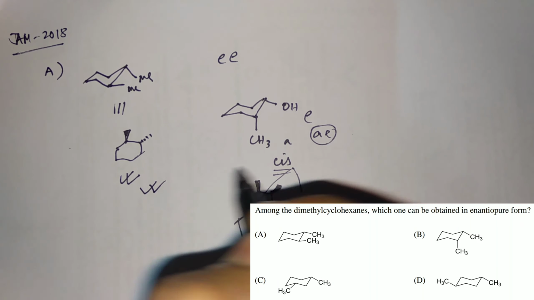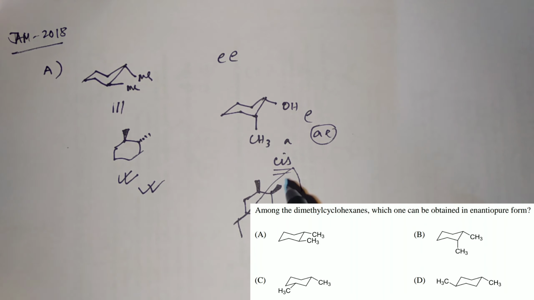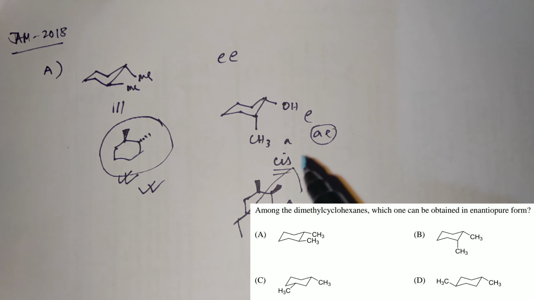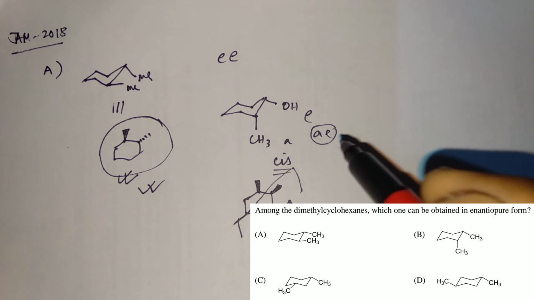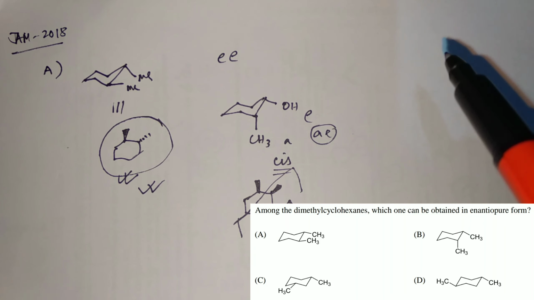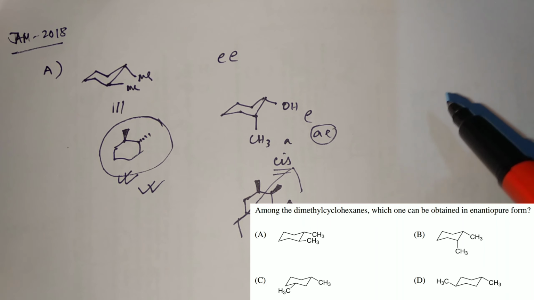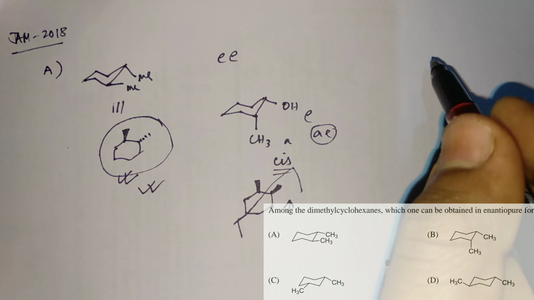So this will be the correct answer, and the other 3 options you can check by converting them into this kind of structure by the AE system. Okay, I hope you have already remembered the AE system, which I have told already in my previous video. So you just need to check. You will get the link in the description.